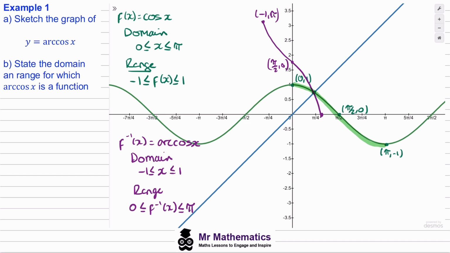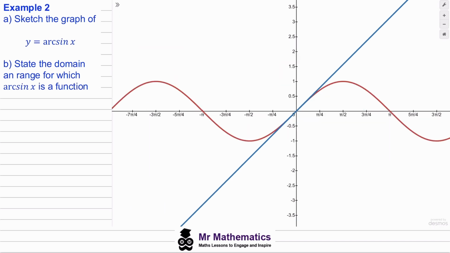In example 2, we're going to look at the arcsine of x. So in example 2, we're going to look at how and why we restrict the domain of the sine function in order to define its inverse, arcsine x. You can see that the range is from -1 to +1. But if we want to define the inverse arcsine x, we need sine x to be a one-to-one function. That means for every y value, there should only be one corresponding x value.